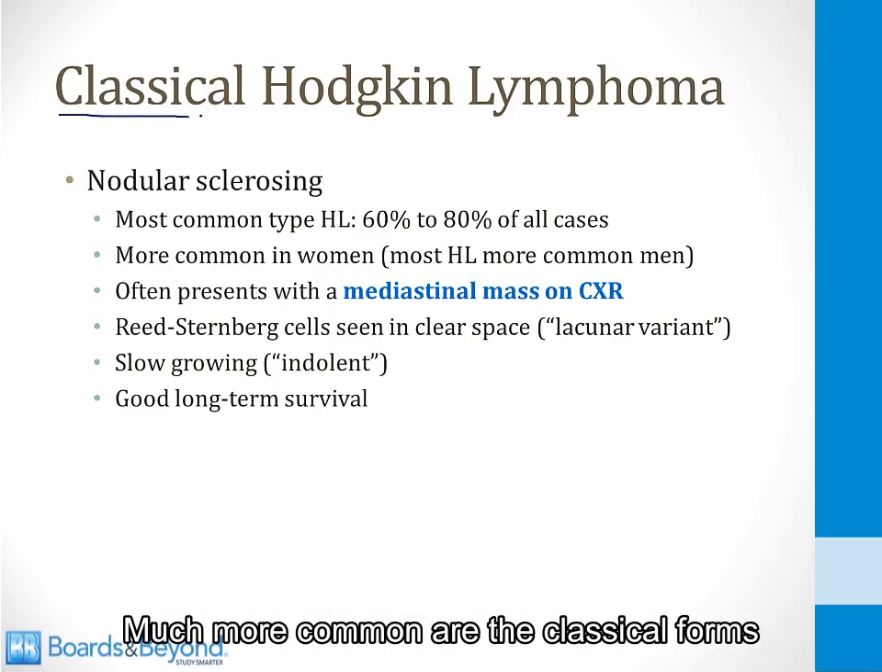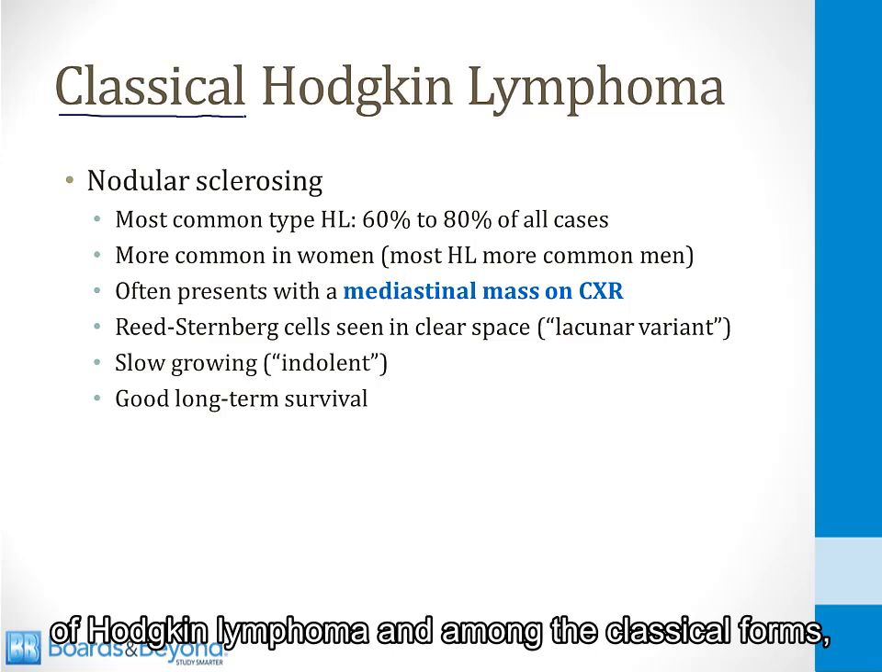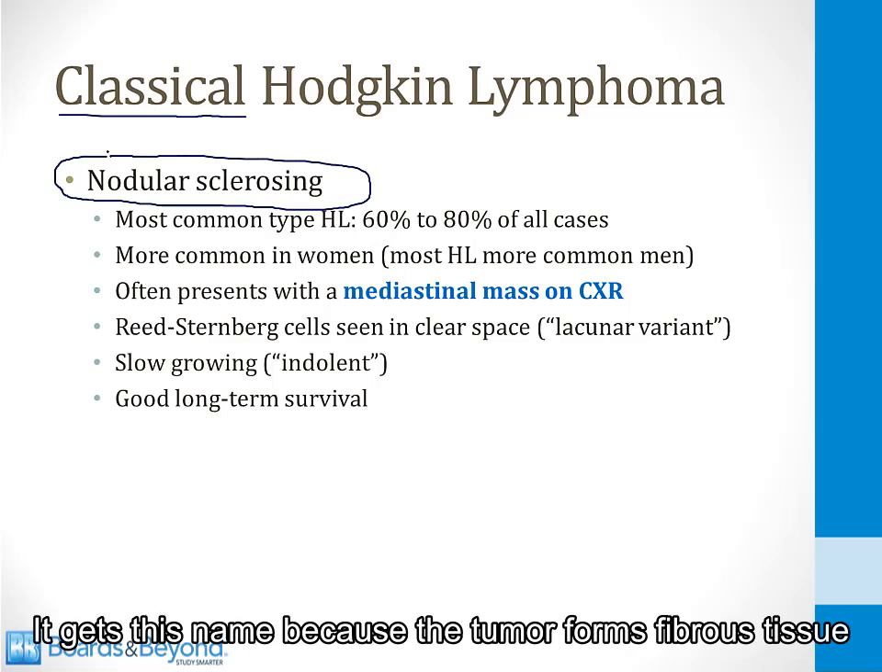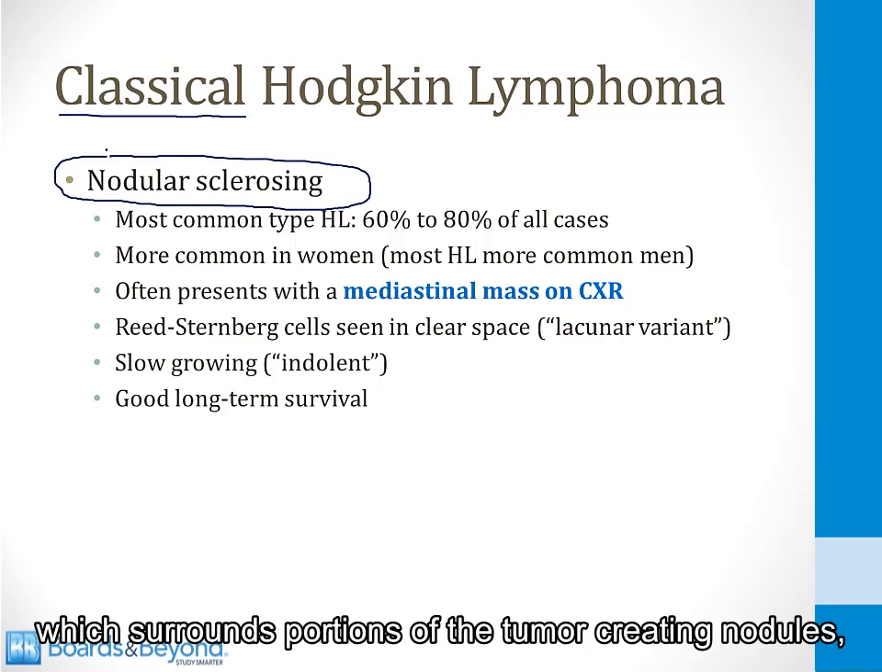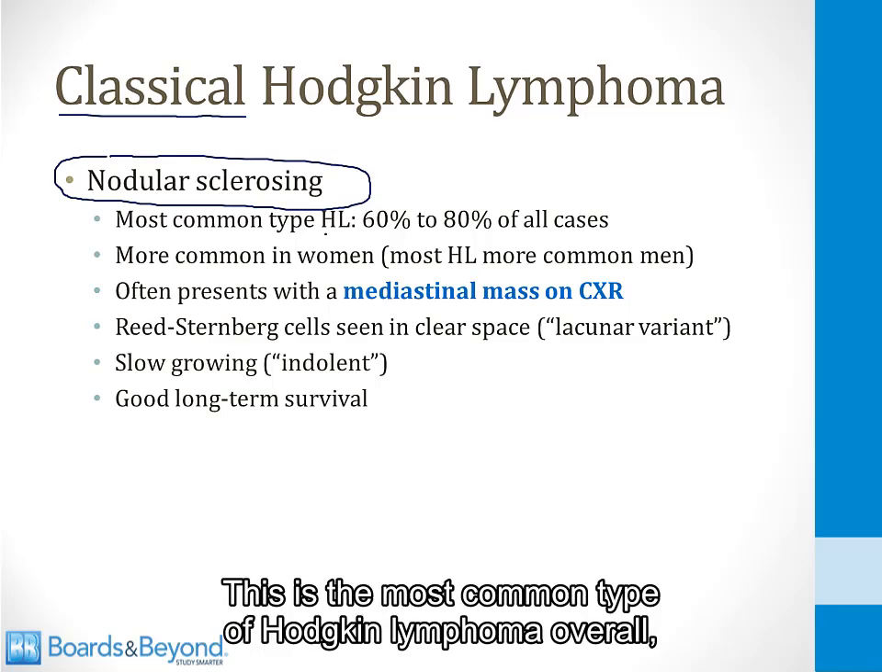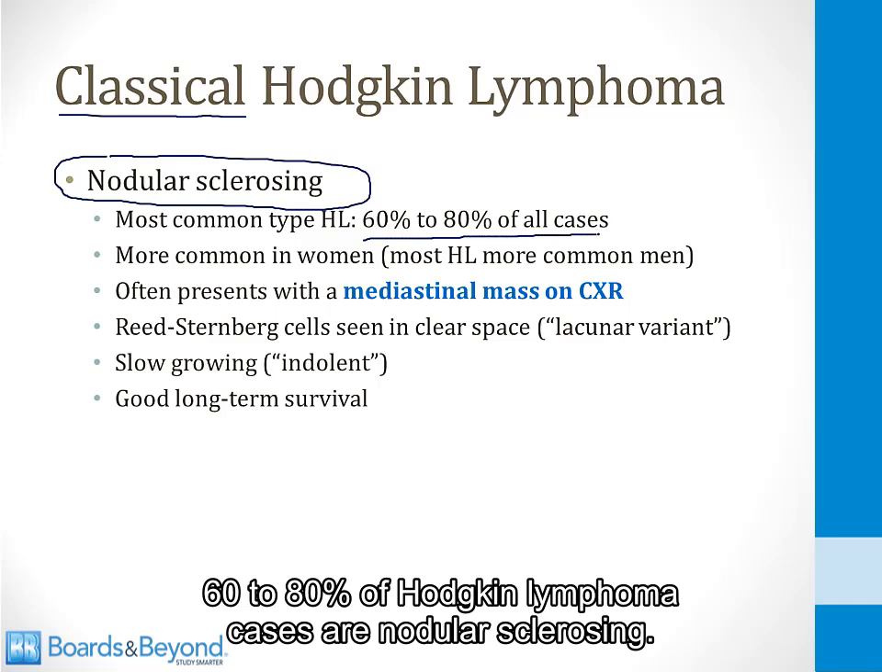Much more common are the classical forms of Hodgkin lymphoma, and among the classical forms, the most common subtype is called nodular sclerosing. It gets its name because the tumor forms fibrous tissue which surrounds portions of the tumor, creating nodules, hence it's called nodular sclerosing. This is the most common type of Hodgkin lymphoma overall. 60 to 80% of Hodgkin lymphoma cases are nodular sclerosing.